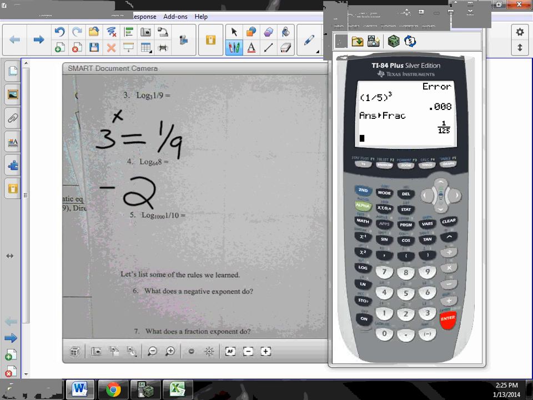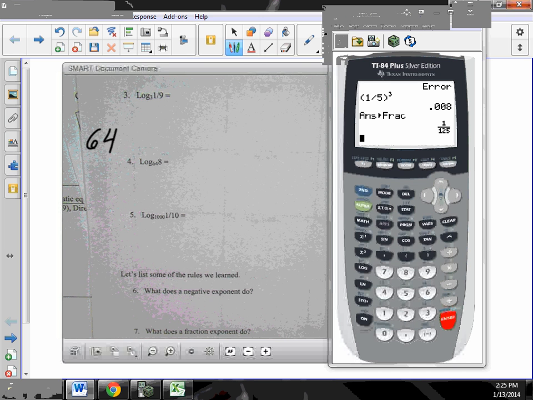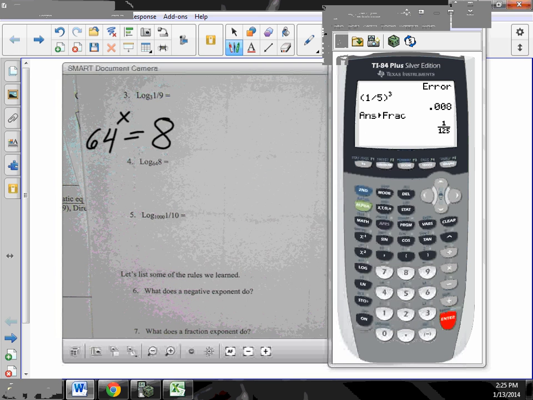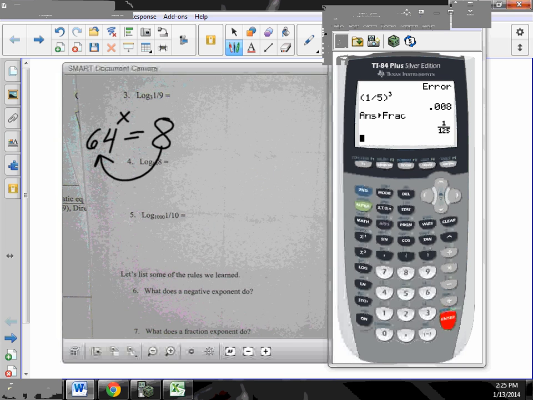Kind of getting the hang of this? Okay, number 4. 64 to what power equals 8? What do you notice? It went from big to small, which means it's going to be a fraction. So if we work backwards, 8 to what power is 64? 2. So going the other direction, the answer would be 1 over 2.